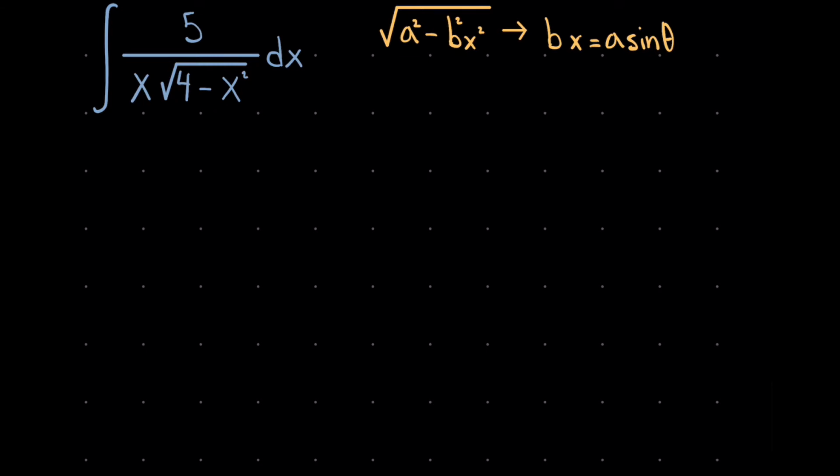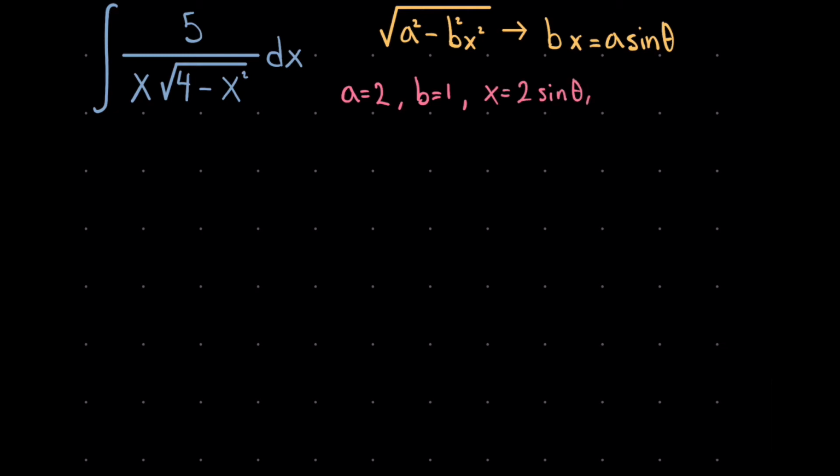So here I have the general idea of what we want to look for. In this case, we have that a squared is equal to 4, so a equals 2, and that's just taking the square root of both sides. Here we have minus b squared x squared. We see that in the question, the only coefficient for x is 1, so that means that b must be equal to 1. And from above, we know that bx equals a sine theta is the desired substitution. So using our constants a and b, we get x equals 2 sine theta.